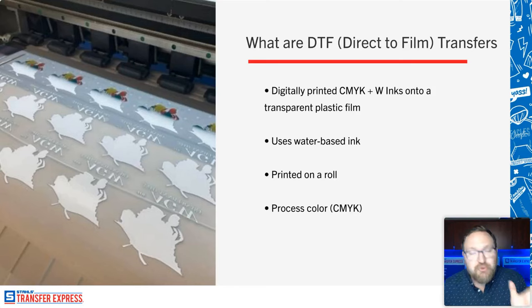Direct to film transfers are printed on a clear, transparent plastic film. So that's why it's called direct to film, but they do come on a roll. So they're not available as just sheets, but they are printed essentially roll to roll, almost like large format or banner printing is. So if you order a whole bunch of them, you'll get them in a tube, and it'll be one big roll that you have to cut everything out on.